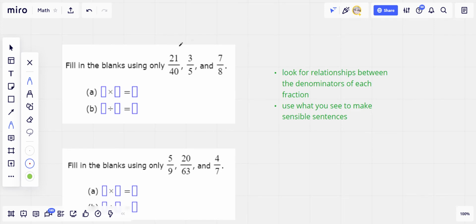In these problems, we are being given a group of fractions, and we're supposed to recognize that they form a fact family and write some sentences with multiplication and division that make sense with these fractions. So just a reminder about what a fact family is.